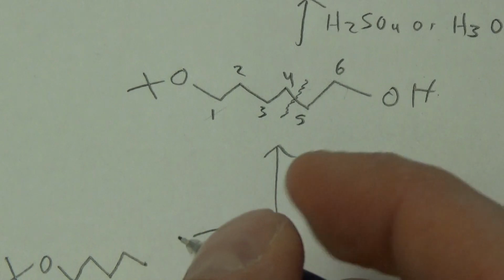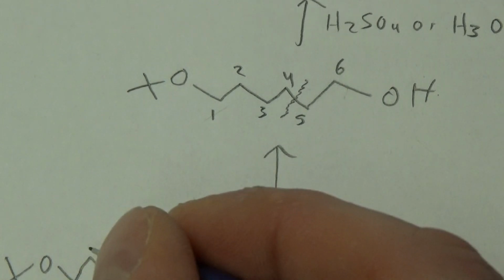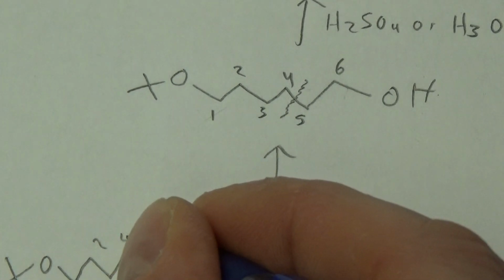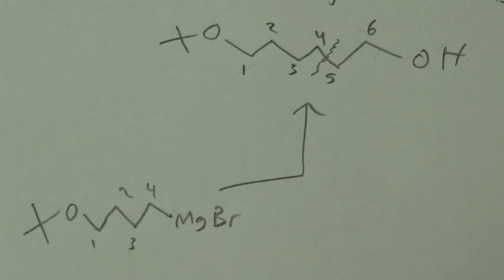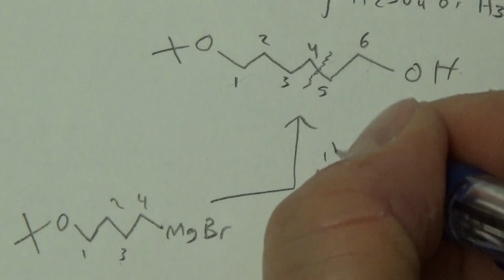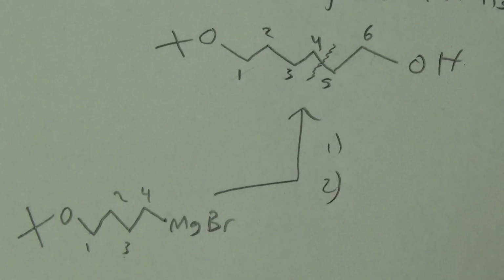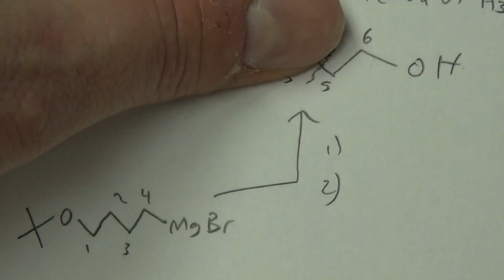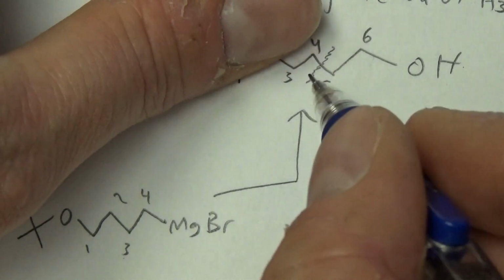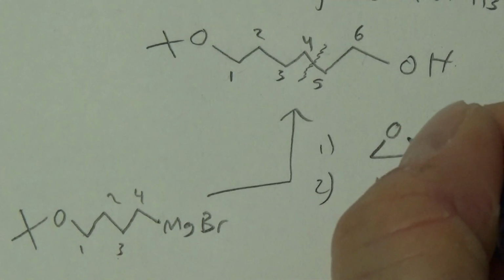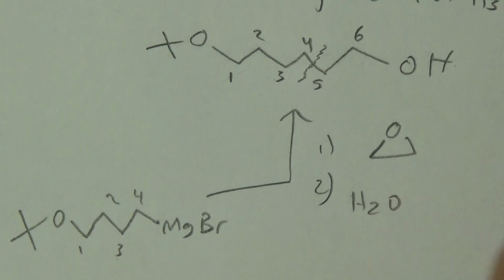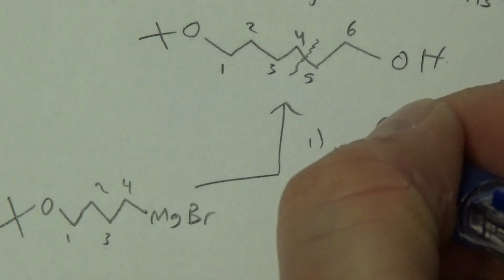One, two, three, four, MgBr. And then 5 and 6 will be the what? 5 and 6 will be the 2-carbon epoxide, and that's because the squiggly is 1 carbon away from the OH, so H2O. And that would be 5 and 6.